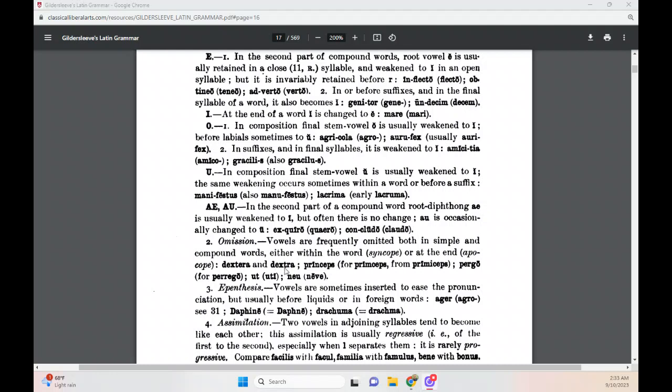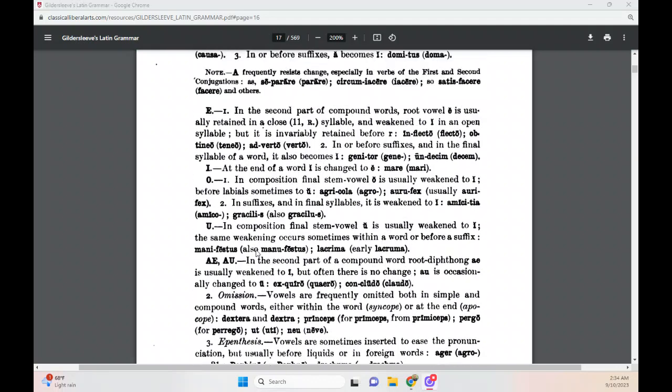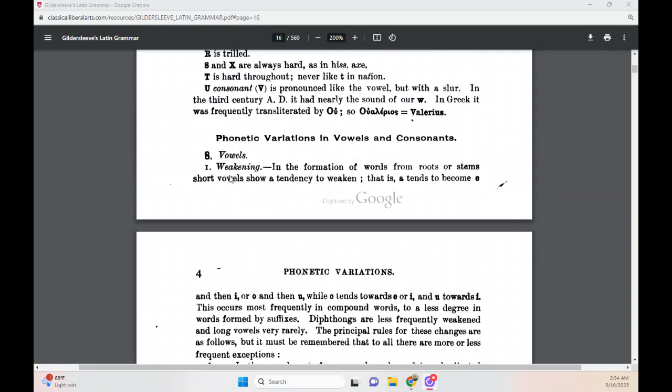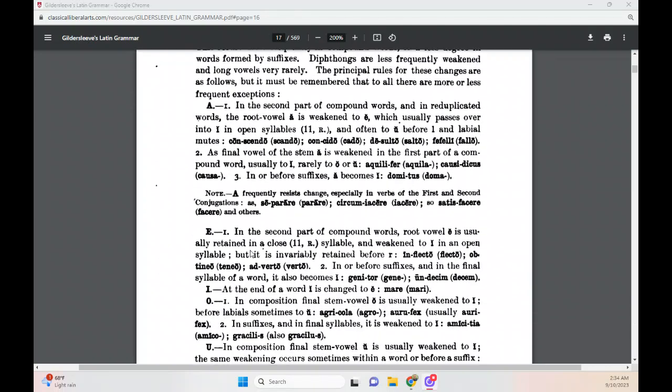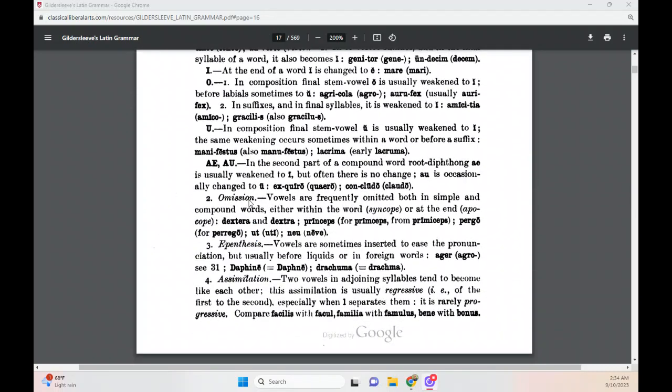The vowel is omitted from the middle of the word. We see another example here. Let's see if we can find an example of apocope. Here we have an example of apocope. We have neo from neve. So we have examples where vowels are simply omitted. That's omission, the second kind of change, the second kind of variation that takes place with vowels. So first, we have weakening back up here at the beginning, the first kind of variation. And secondly, we learned about omission.